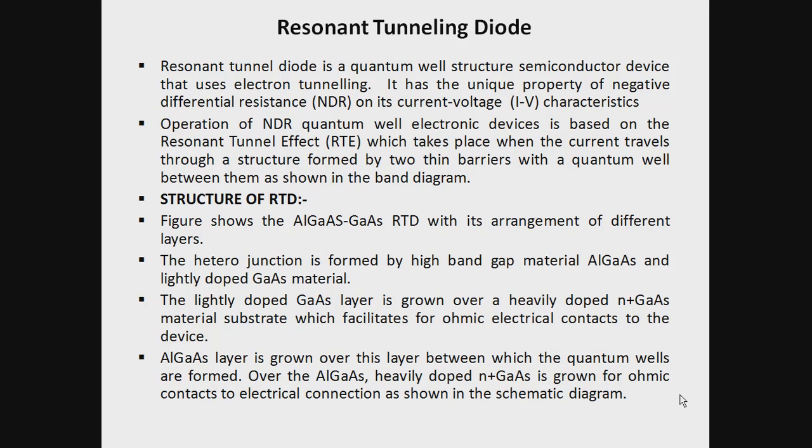The lightly doped gallium arsenide layer is grown over a heavily doped N-type gallium arsenide substrate, which facilitates ohmic electrical contacts to the device. An aluminum gallium arsenide layer is grown over this layer, between which the quantum wells are formed. We know that when heterojunctions are formed, there is always a quantum well formed between the junction. Over the aluminum gallium arsenide, heavily doped N-type gallium arsenide is grown for ohmic contacts to the electrical connection, which is shown in the schematic diagram here.